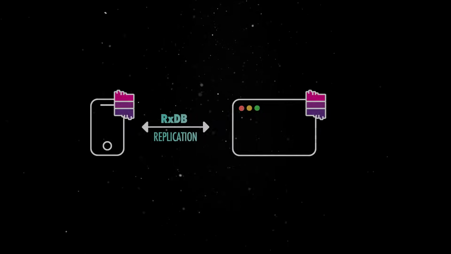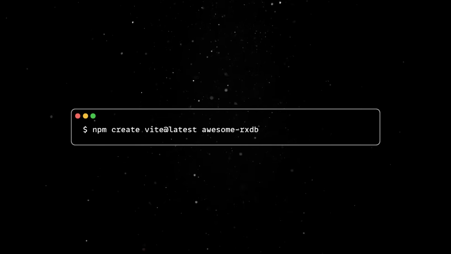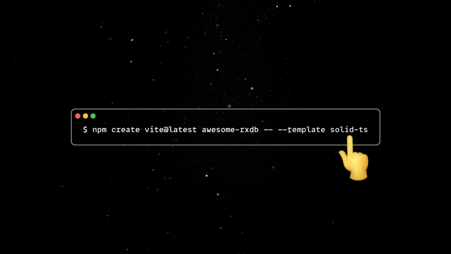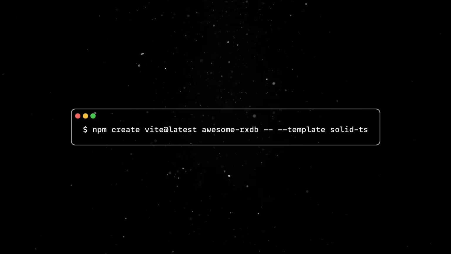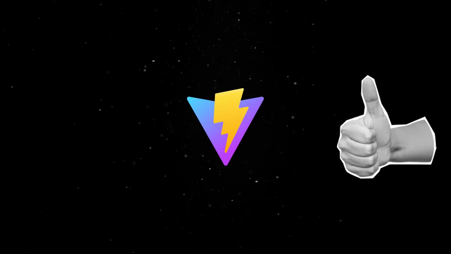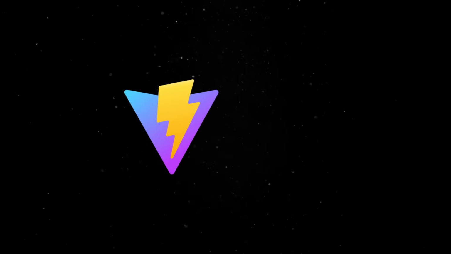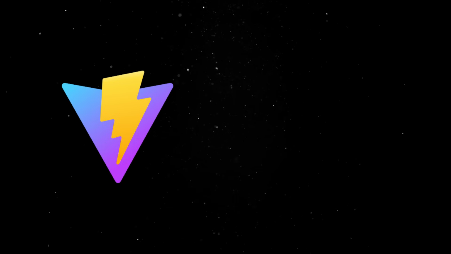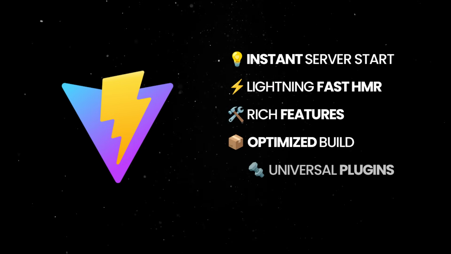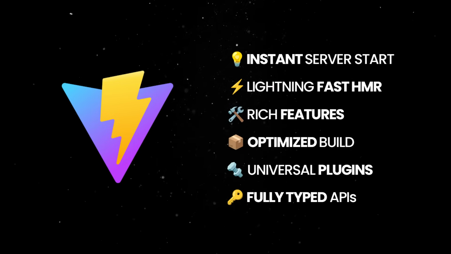Pretty cool, right? In a new terminal window, let's initialize a new Vite project using the Solid.js template and TypeScript as the default programming language. Vite is probably the best front-end build tool you can use these days. It really speeds up the development process and comes packed with a wide range of features which led to the adoption of Vite in quite popular JS projects.